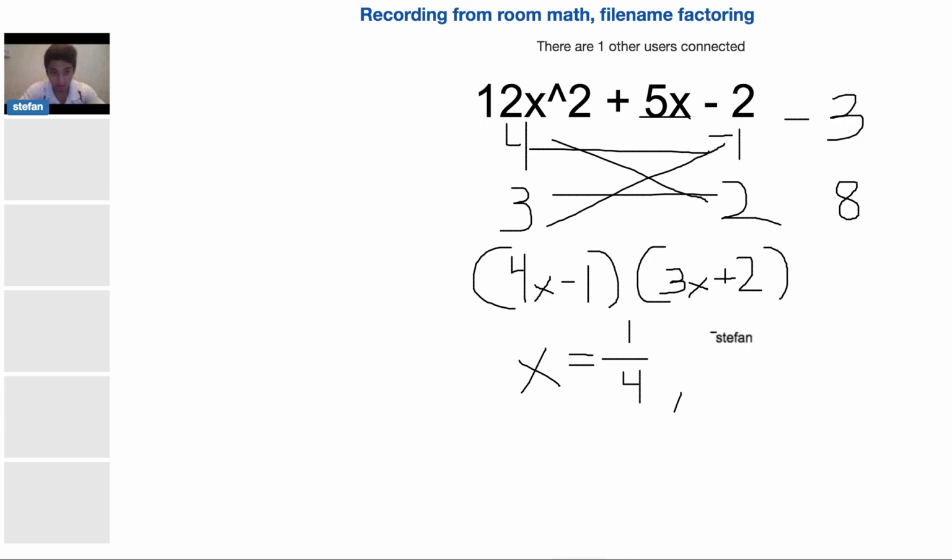1/4 and negative 2/3. And there you have it. That's factoring.